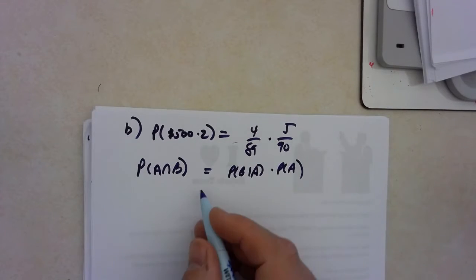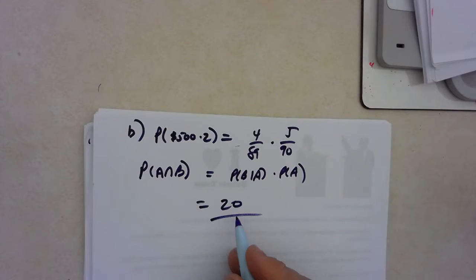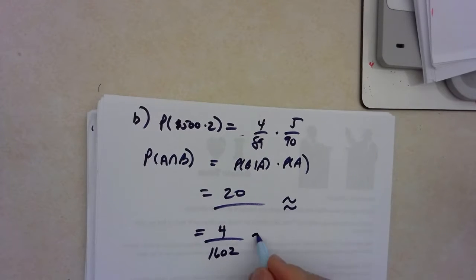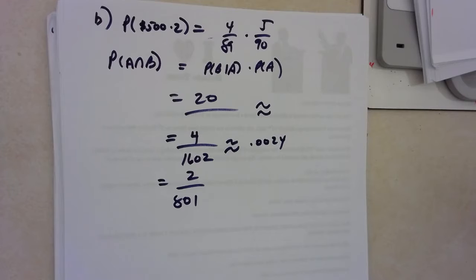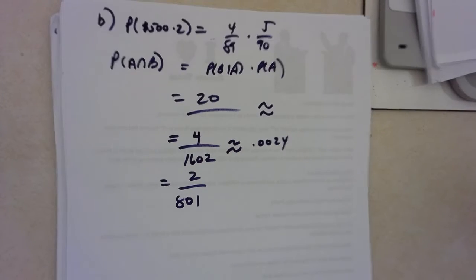Nate, do some math for me. Simplified already, so it's 1 over 18 times 89. Beautiful. 4 over 1602. What is that as a decimal? 0.002. Not a very good chance. Okay, questions on that? All right.